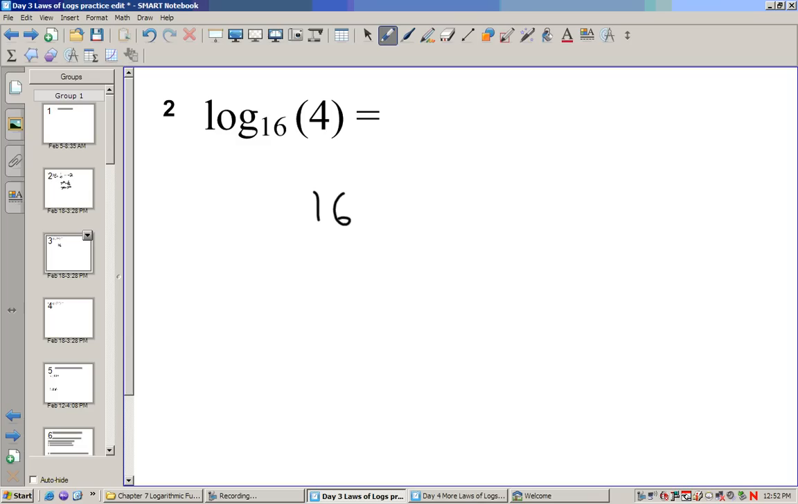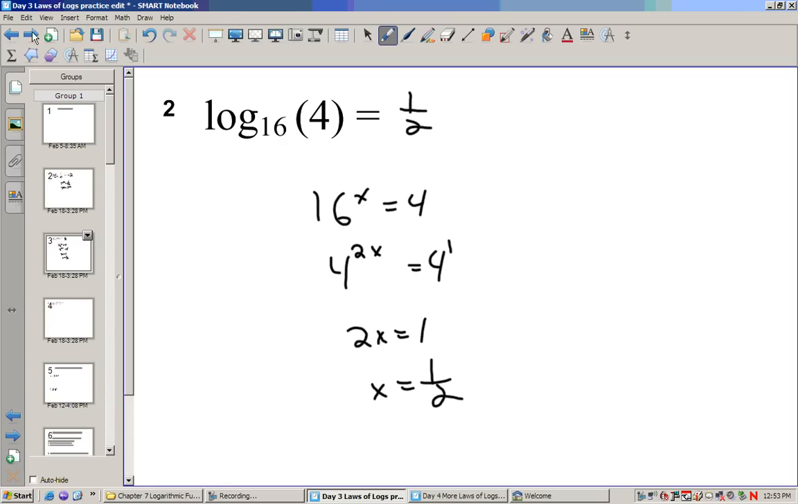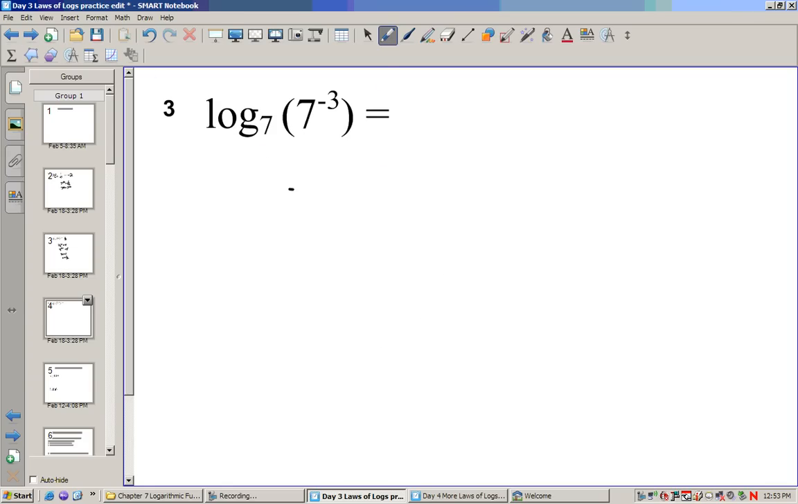16 to what power is equal to 4? Well, 16 is 4 to the second power, and 4 is 4 to the first power. So we can just divide by 2 and see x is equal to 1/2. Or you can just know 16 to the 1/2 is equal to 4. Either method works. Here we have 7 to what power is equal to 7 to the negative third? Well, x just has to equal negative 3.